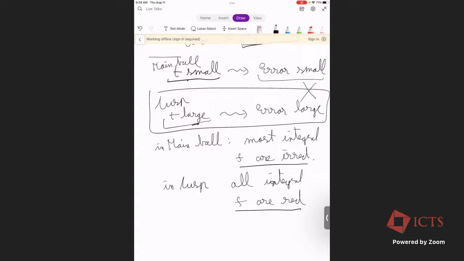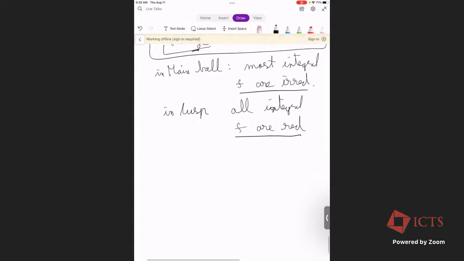I see. So this error becoming large is just not a problem. Like we can prove that it just is not a problem because that only happens when the integral points are all reducible.